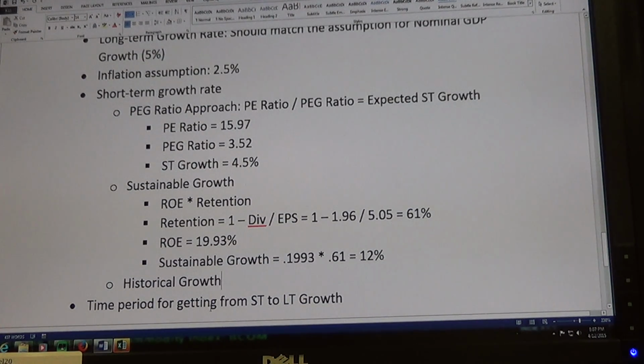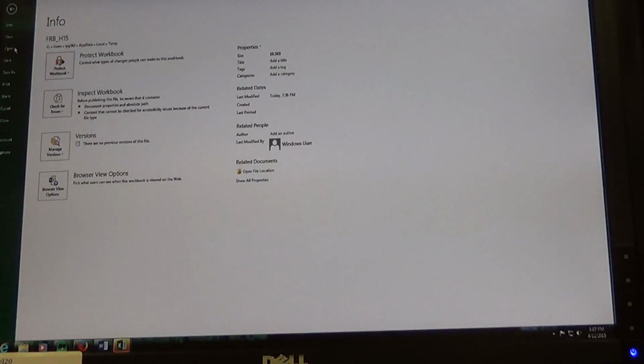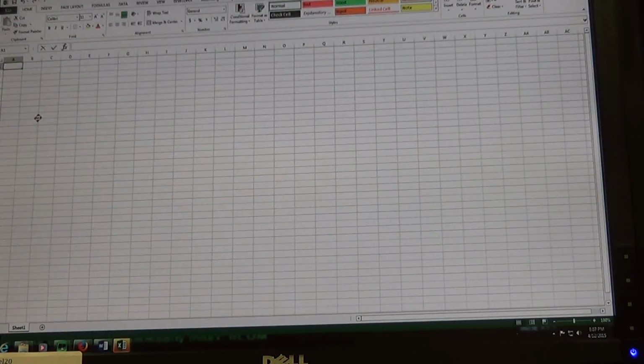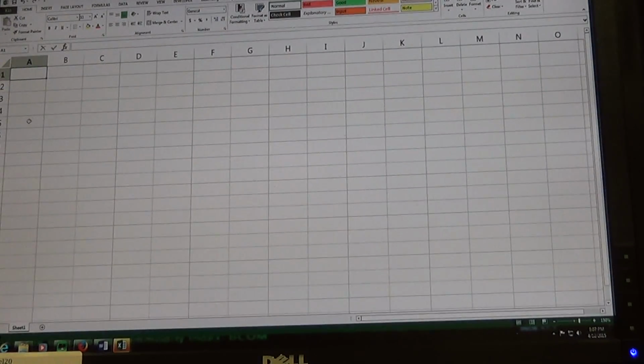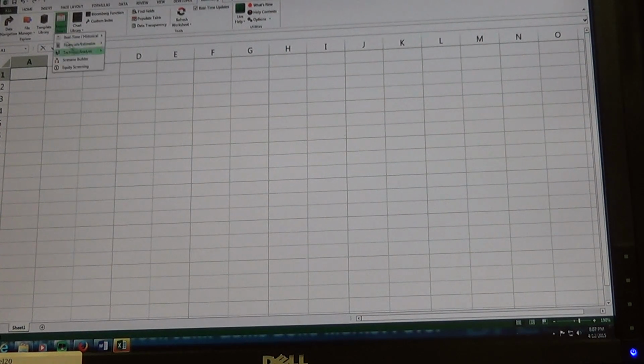But the last thing I can do is historical growth. And so what I can do with historical growth is I can go into Bloomberg, go into Excel. And you'll have to be on the Bloomberg machine to do this. If you don't have a Bloomberg account, you won't be able to do this, but it's actually fairly easy. If you're in the Financial Studies Center and go to the Bloomberg machine, you can type Bloomberg, import data, real-time data, historical end of day.